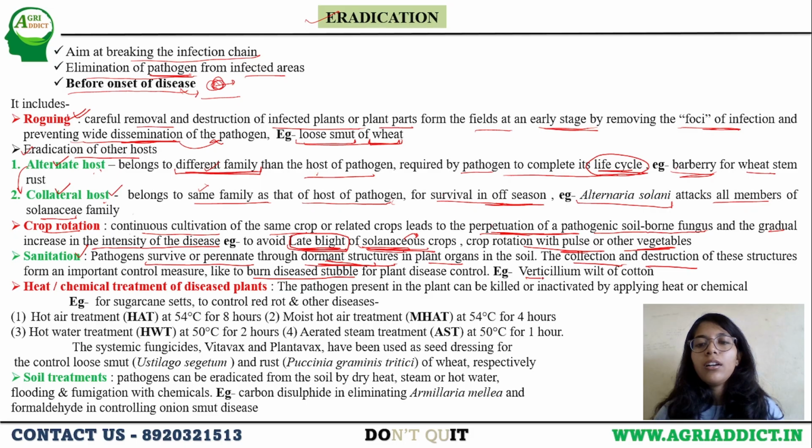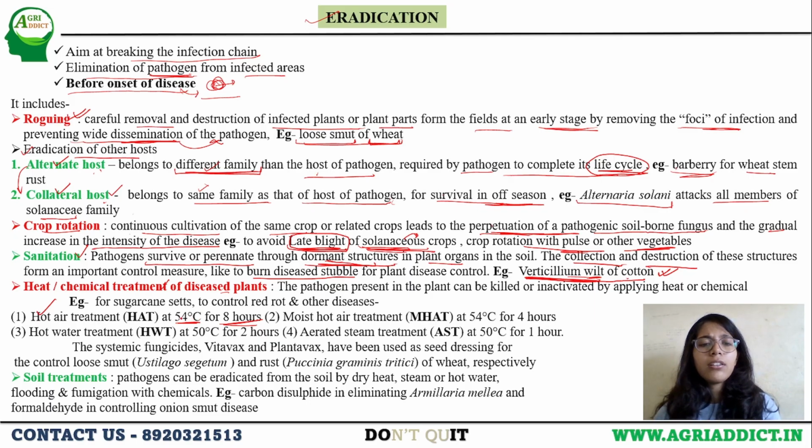For example, verticillium wilt of cotton is managed by the removal of the crop residues after the cultivation of the cotton to remove the inoculum potential of the causal organism of the verticillium wilt. Various heat and chemical treatments are also suggested for managing the disease. For example, in hot air treatment, the temperature is given and the time duration is also given.